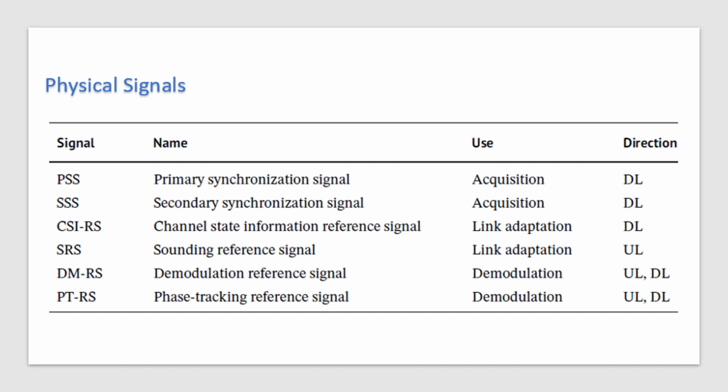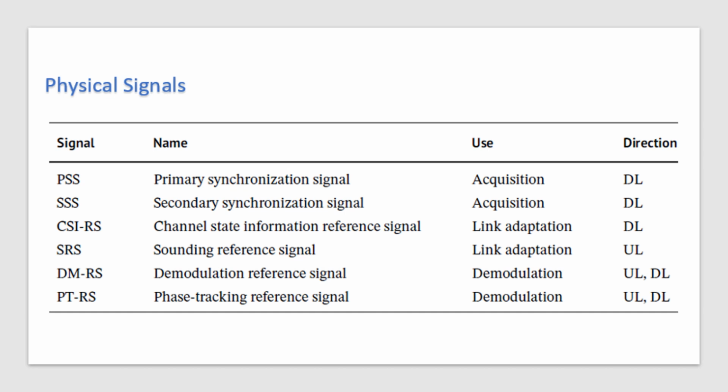Similarly, in the physical signals, which are PSS and SSS, PSS and SSS are mainly the synchronizing signals, which are used during the cell acquisition time. Then CSI-RS, SRS, DMRS, PTRS. Each of these signals needs to be discussed in more detail, and we will have a separate video again on these topics. Here we are mainly discussing very briefly each and every channel and signal.